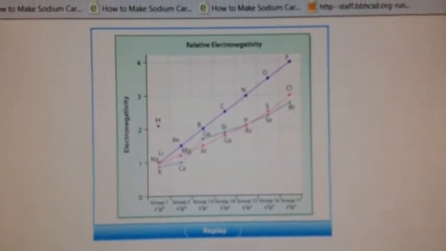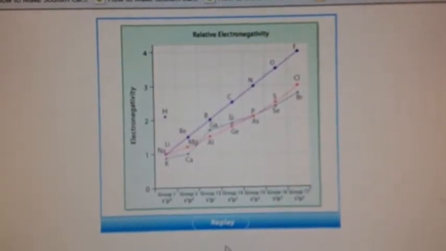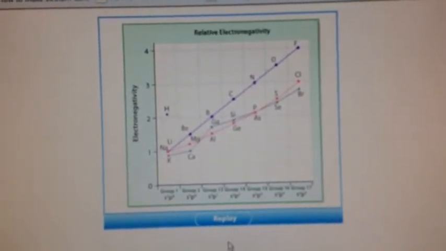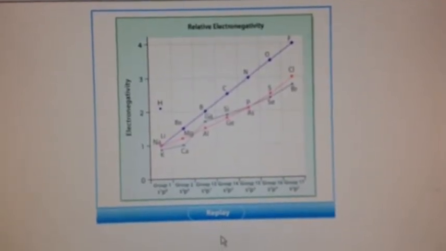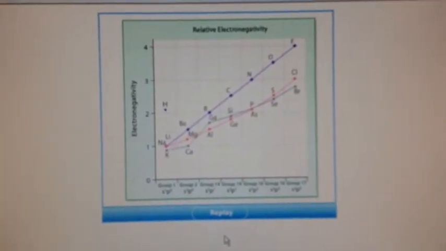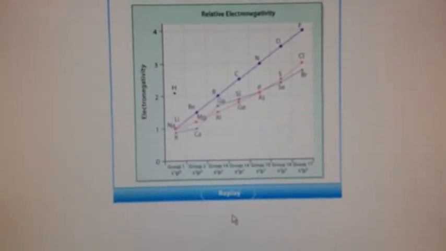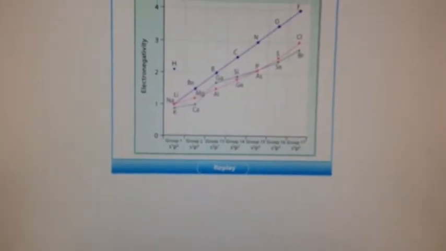Okay, so if you're looking at the one that has chlorine, sodium, phosphorus, they are in the same period. If you're looking at fluorine, chlorine, the purple line, that is in the same group, and that's group 17, or they have a -1 ionic charge.